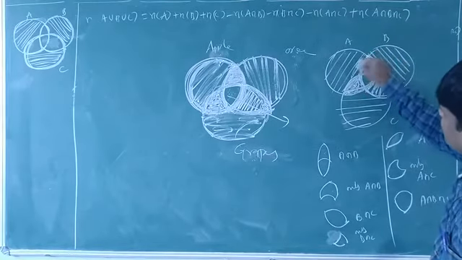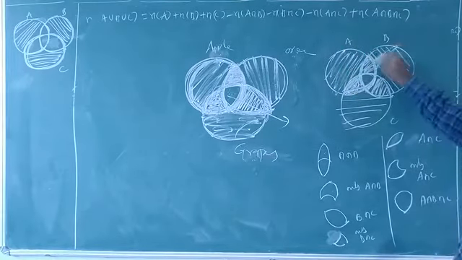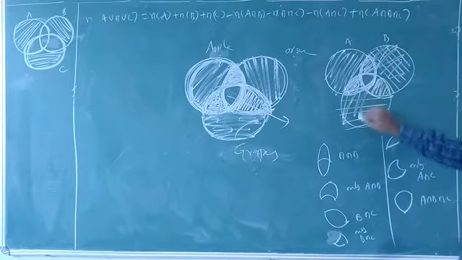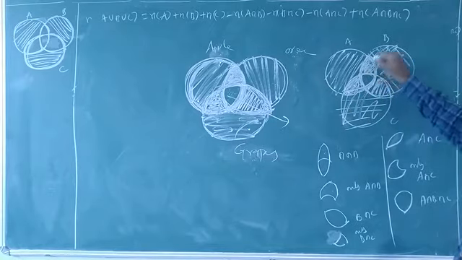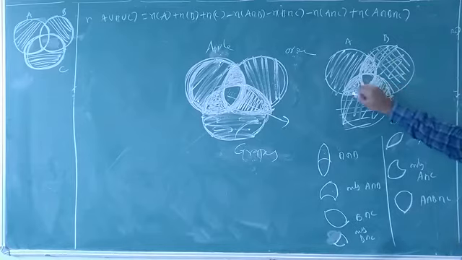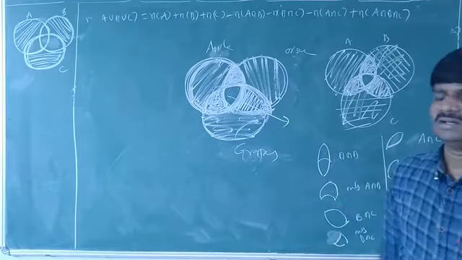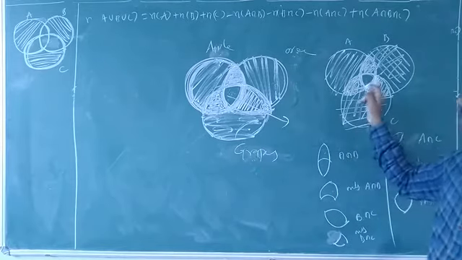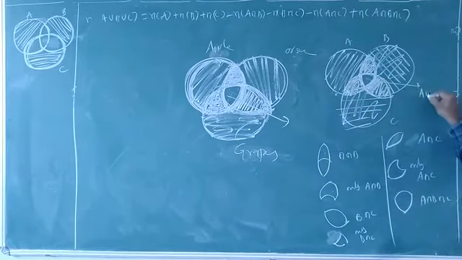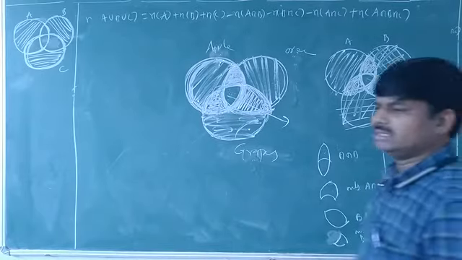It is this part only A. It is only B. Right? It is only C. This one only A intersection B. This one only B intersection C. This one only A intersection C. Okay? Understand carefully this one. This part is A intersection B intersection C. If you understand these diagrams properly, then you can solve the questions easily.